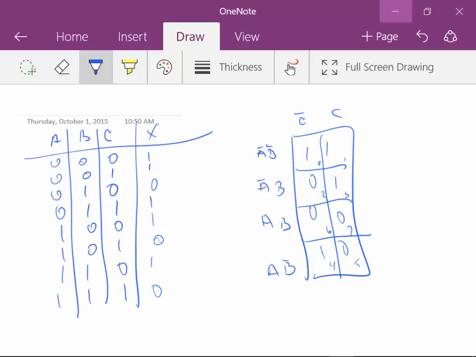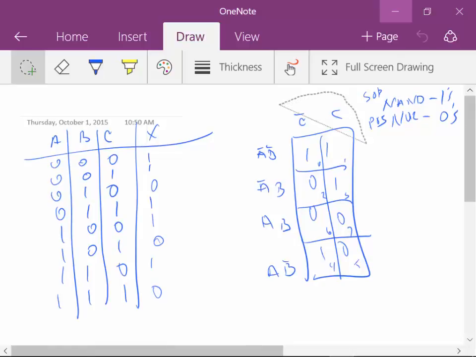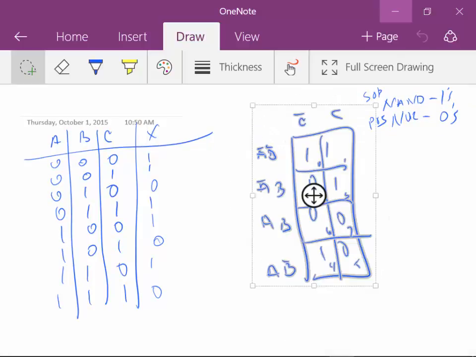At this point, I can read out the 0s, or I can read out the 1s. This is where you make the decision whether you want to do NAND gates or NOR gates. If you're going to do NAND gates, you read the 1s. If you want to do a NOR gate configuration, we read out the 0s. This is a sum of products. This is a product of sums. In this particular case, we'll read out the 1s. I'm going to circle this so that I can copy that, so that I can do it again.